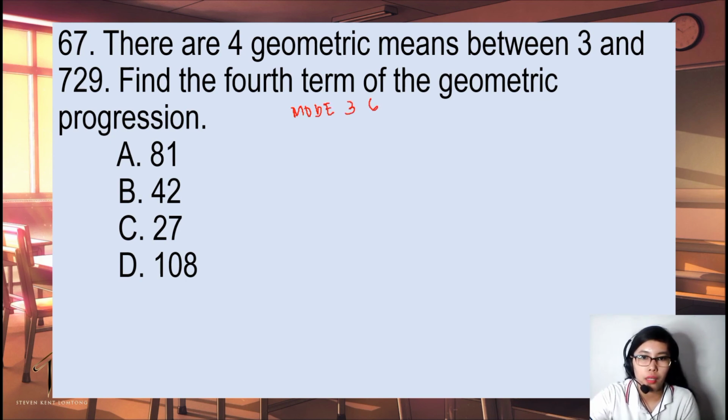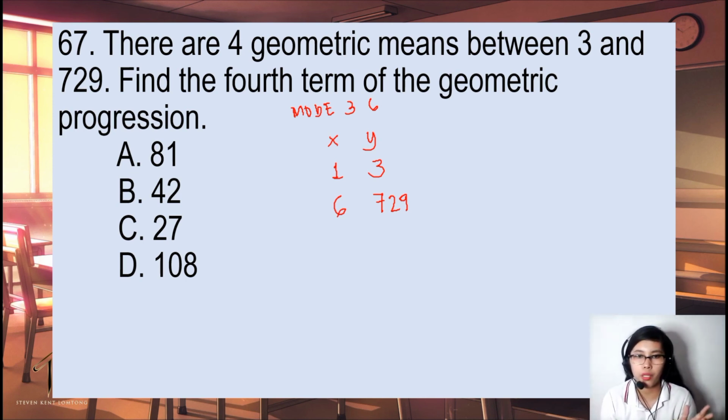So, x, y. X natin is, ganun pa rin naman kung pang ilan siya. 1 is 3. Then, there are 4 geometric means between 3 and 729. Therefore, 729 is 4, 5, 6. Pang 6 siya. May 4 geometric means in the middle. So, 1, then 4, then 729. So, pang 6 siya. Okay.